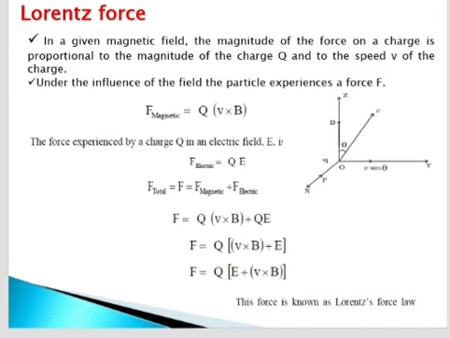So the magnetic force is equal to Q into V cross B. The force experienced by a charge Q in an electric field E is equal to QE. So the total force is the magnetic force plus the electric force, that is, Q(V × B) + QE. So in the presence of an electric field E and magnetic field B, the total force on a moving charged particle is Q(E + V × B). This is the Lorentz Force Law.